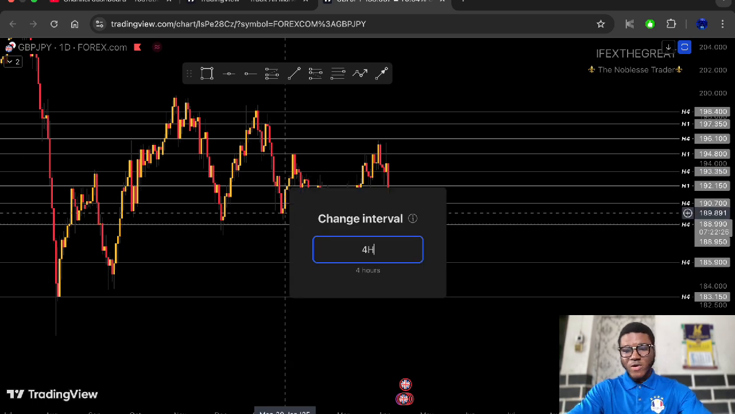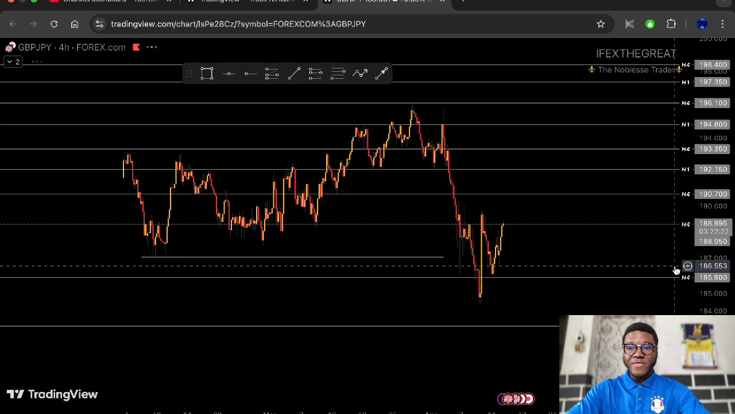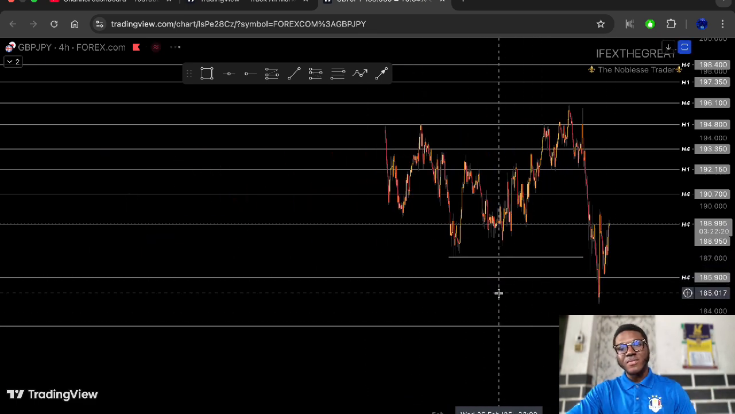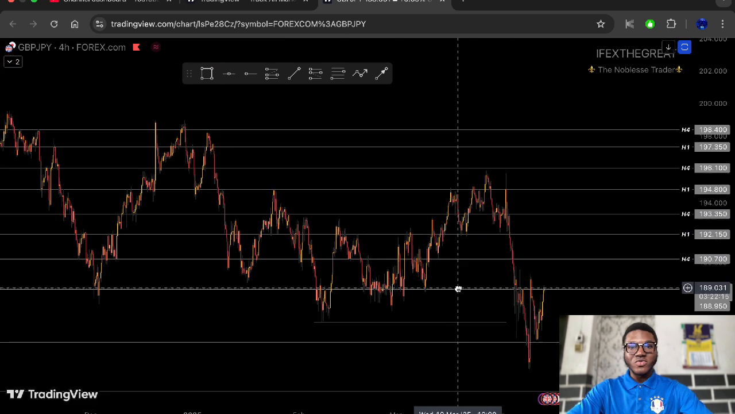So right now, we'll go down to the 4-hour time frame on GBP JPY and see what we have. You can see on the 4-hour time frame we have zones, and GJ is respecting a lot of zones. You can see so far GJ has been trending to the downside.